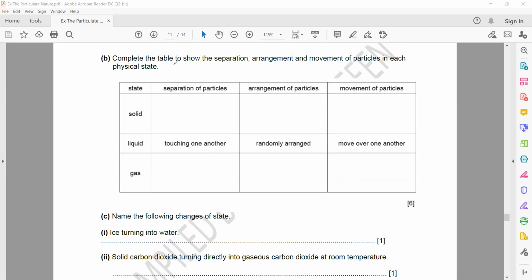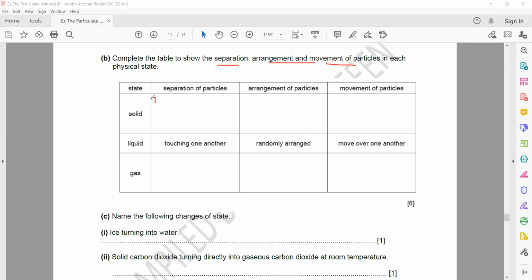Next question: complete the table to show the separation, arrangement and movement of particles in each. One of the rows is done for you. Like for liquid, they mentioned particles are touching each other, arrangement of particles is random, and they move over one another. That's for liquid. But what about solid?